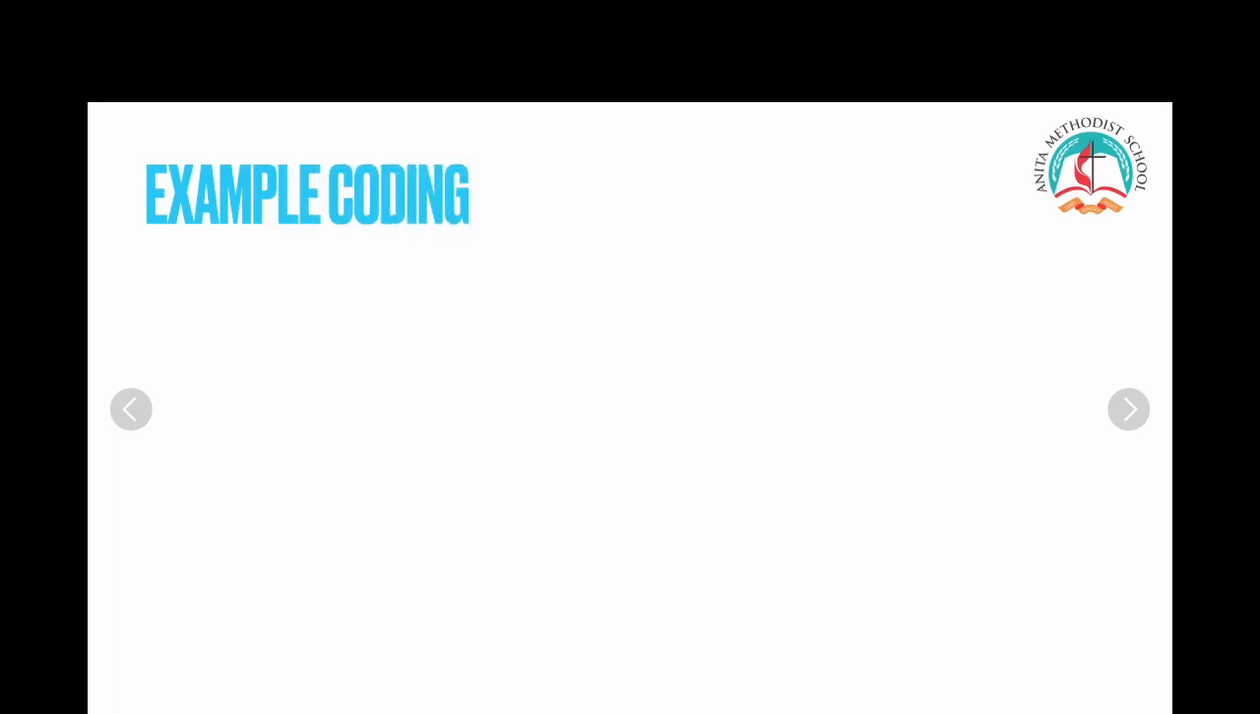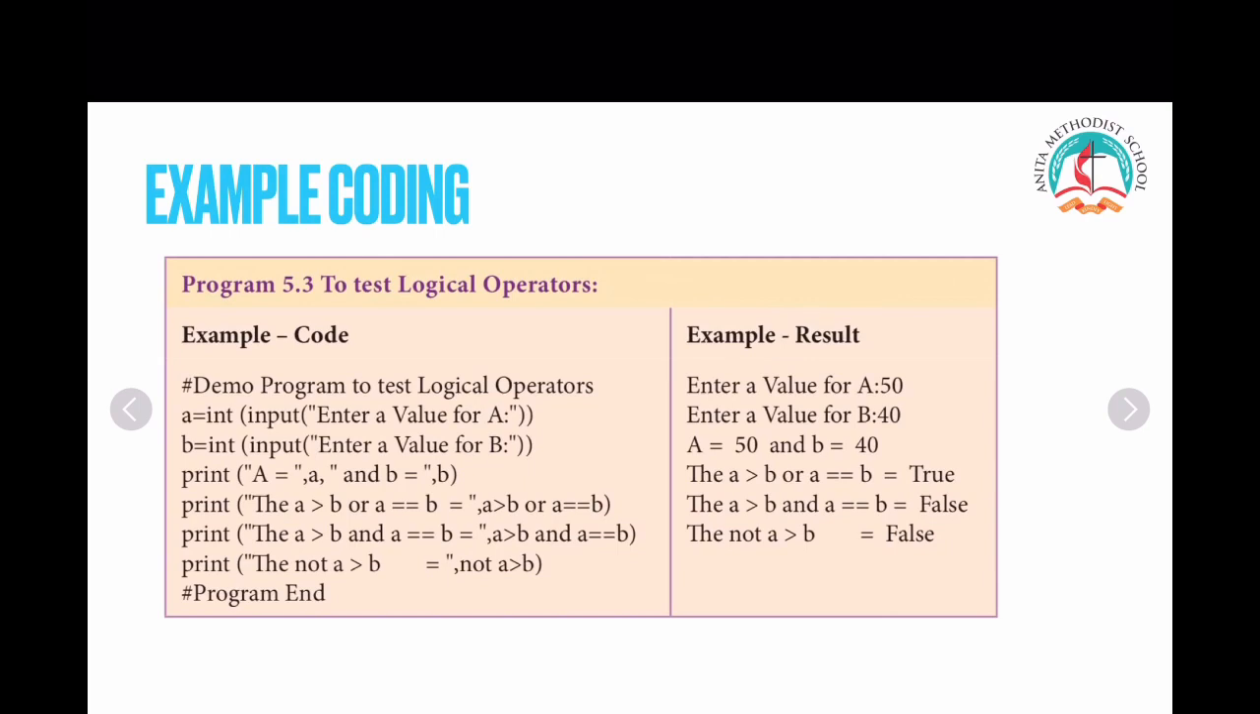So what can be an example coding given for logical operators? Just testing a condition. Input is an input statement, print is an output statement, with the A value and B value. They are just checking the and, or, and then not operators. For both comparative and logical operators, the output would be only in the form of true or false.